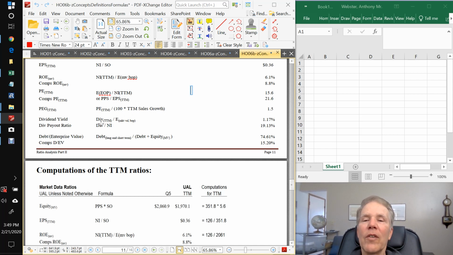We did talk about dividend yield and payout ratio and debt to enterprise value. That was our analog for debt to capitalization, except now instead of using equity GAAP, we're using equity market value. When we do that, we're using down here the enterprise value instead of capitalization. Okay, and that was helpful.